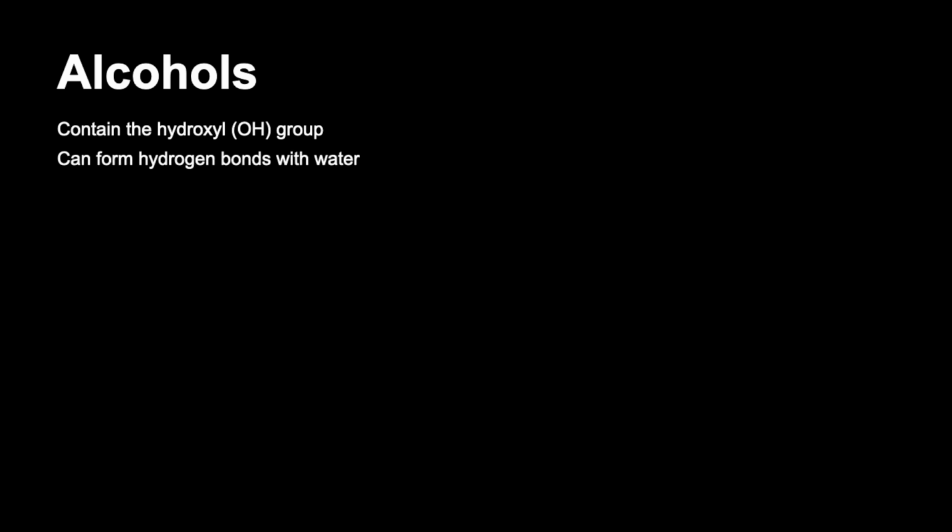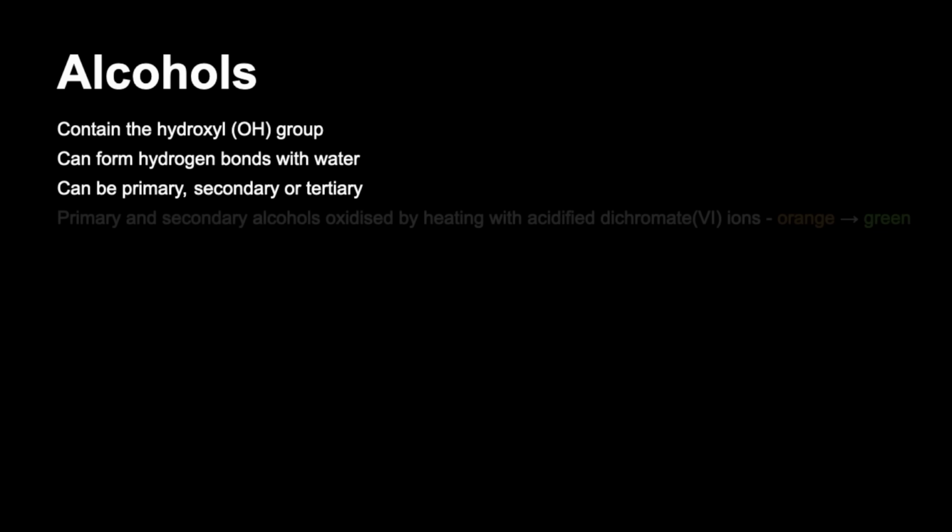So we'll move on to the alcohols topic now. Alcohols contain the hydroxyl group, not the hydroxide group. Alcohols can form hydrogen bonds with water because the lone pair on the O of the hydroxyl group can hydrogen bond with the H of a water molecule and vice versa. They can be primary, secondary or tertiary, so make sure you know what type of alcohol you're dealing with if you're answering a question on alcohols.